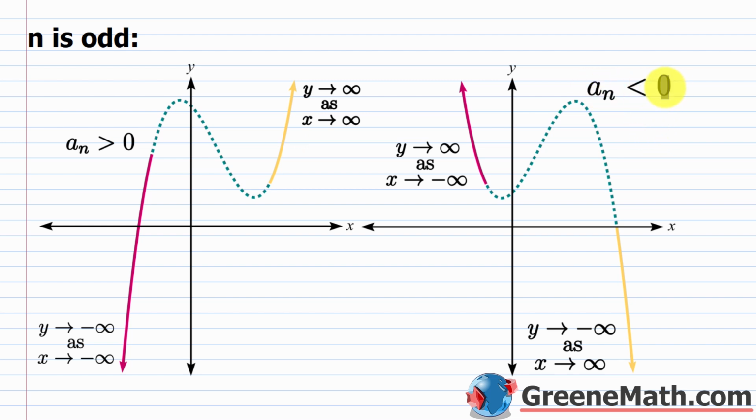So in this case, it rises to the left and falls to the right. So y approaches positive infinity as x approaches negative infinity. And then down here, you have y approaches negative infinity as x approaches positive infinity.